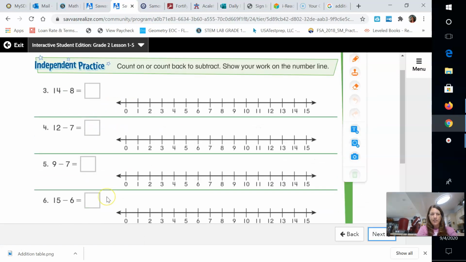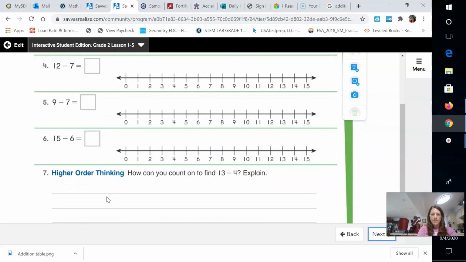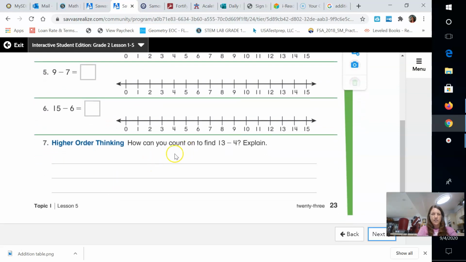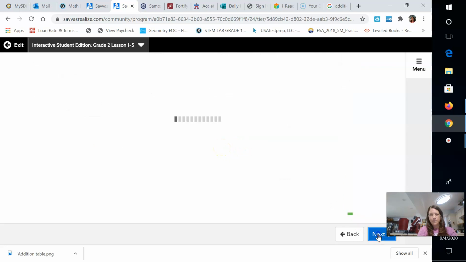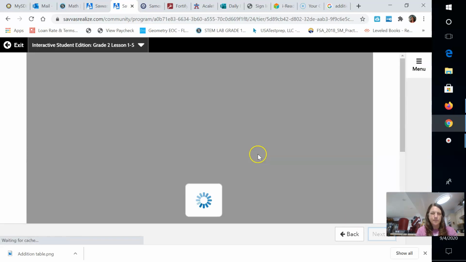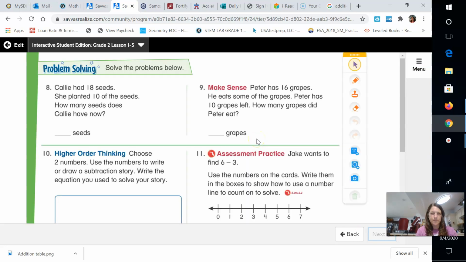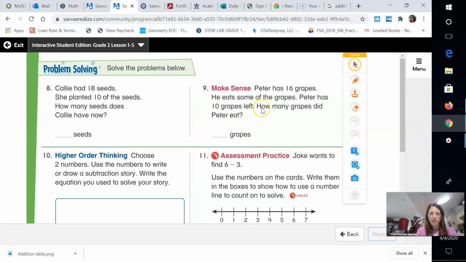Then you have a page here to try, okay? And this one says they want you to count on to find 13 take away 4. So you're going to start on the 4 and count up to the 13. And then I think we're probably going to have some story problems, subtraction story problems back here.